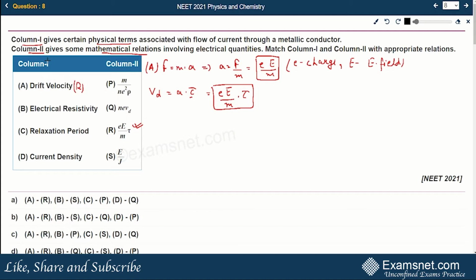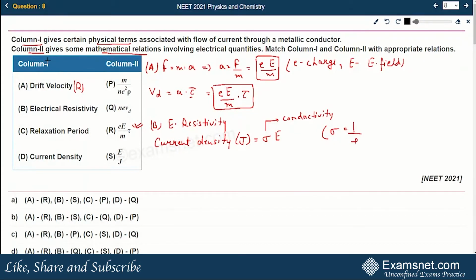Okay. Now the second one is electrical resistivity. So how to find this electrical resistivity? Let's start with another basic equation. We know that the current density, that means J, is equal to conductivity into electric field. This is your electrical conductivity. Also, we know that conductivity is equal to the inverse of resistivity. So in place of conductivity we can write 1 by resistivity into electric field. So what will be the value of this resistivity? It will come out to be E divided by J, that means electric field divided by current density. So which of these options has this expression? This one, right? So the correct match for B is S.